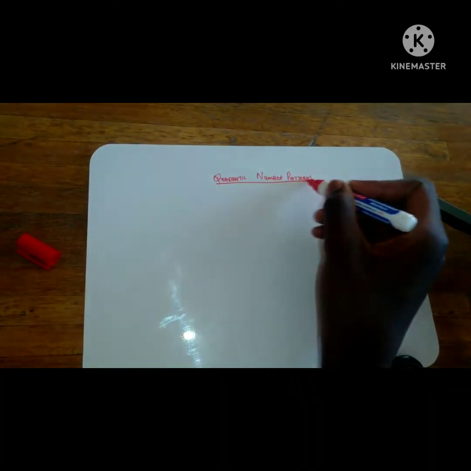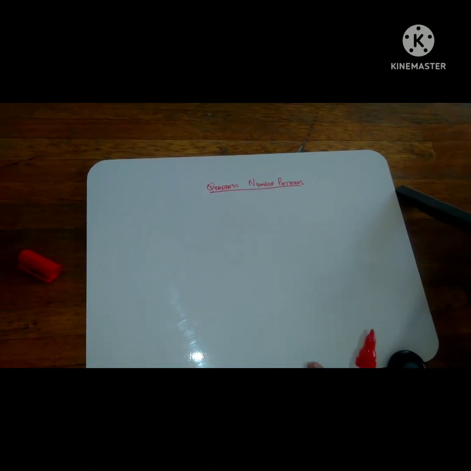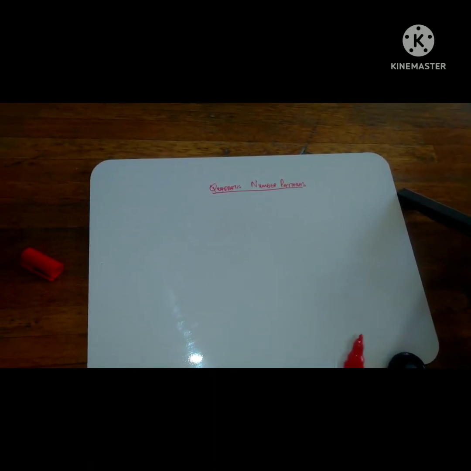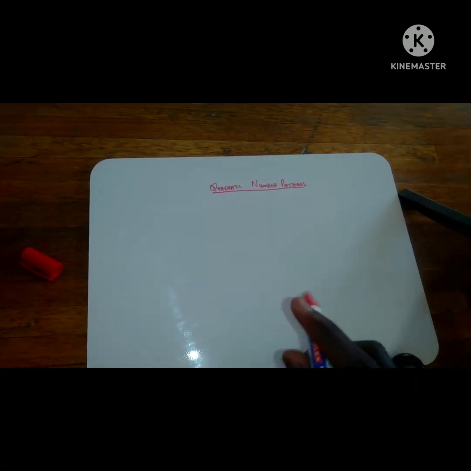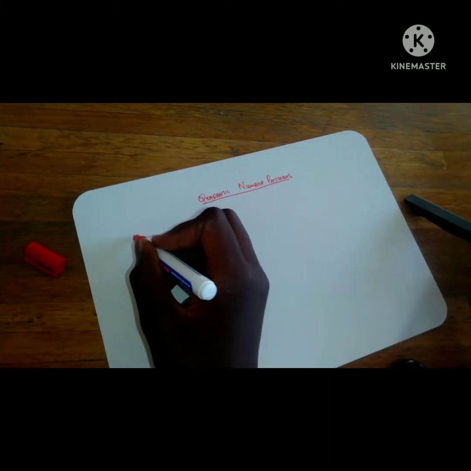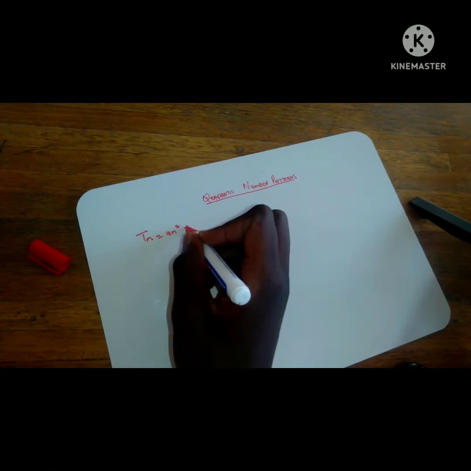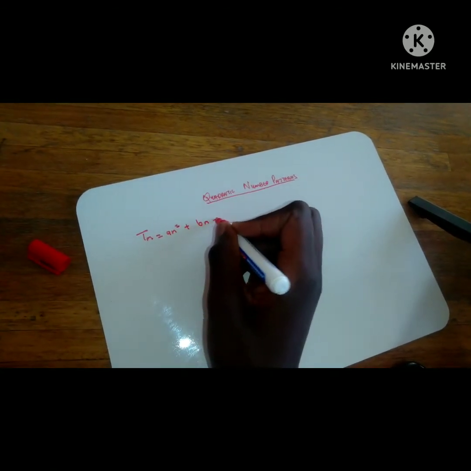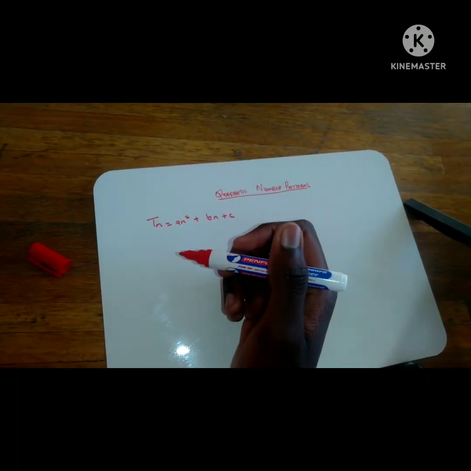Okay, so what are quadratic number patterns? Quadratic number patterns are just those number patterns which have a constant second difference. So let's try to put it into more perspective. The general rule for a quadratic number pattern is given by Tn equals an squared plus bn plus c. We'll explain why the formula is like that later on.